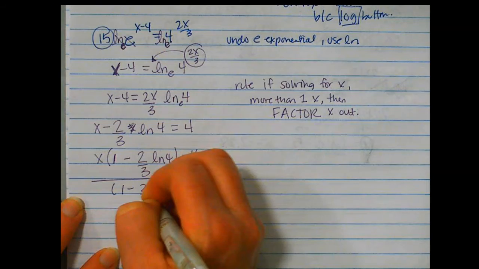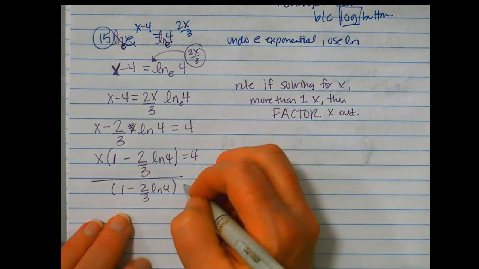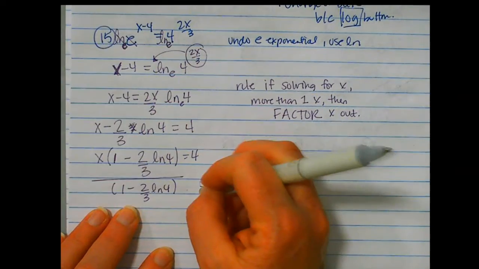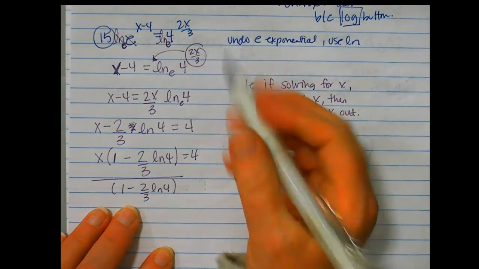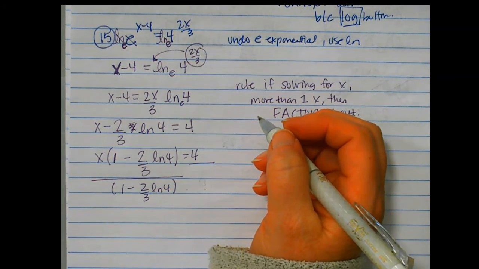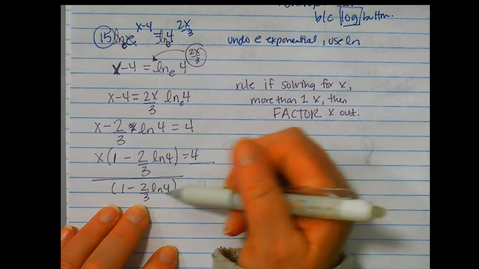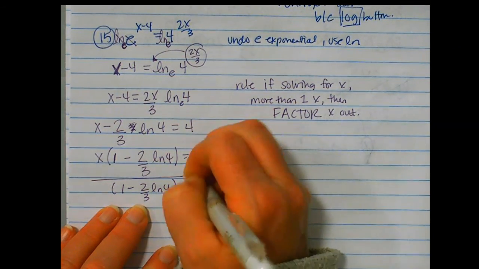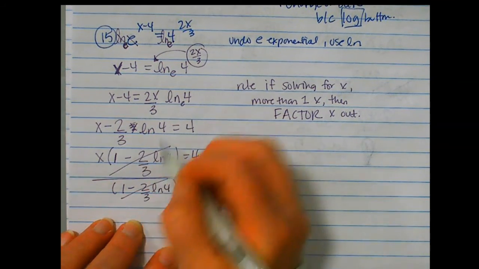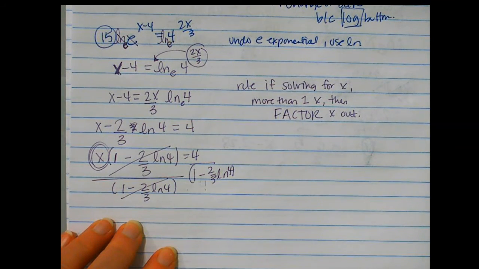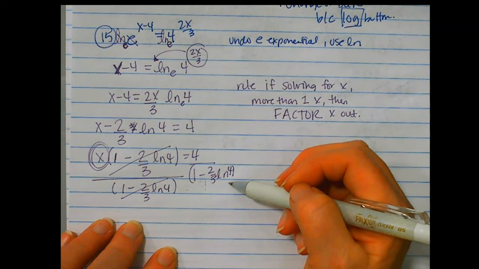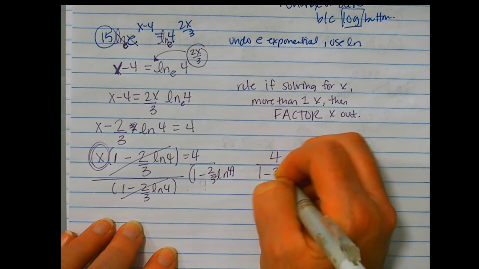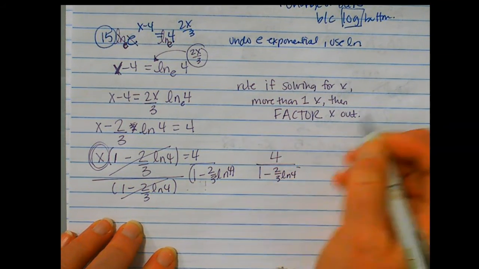1 minus 2/3. It looks really gross, but the thing is, I don't care because the calculator is going to do all the hard stuff, okay? I just have to figure out the math. So I'm going to divide this side by the whole thing and then this side by the whole thing. And so this cancels and x is left. And I have to put this in my calculator. So I'm going to put 4 divided by 1 minus 2/3 natural log of 4 in my calculator.